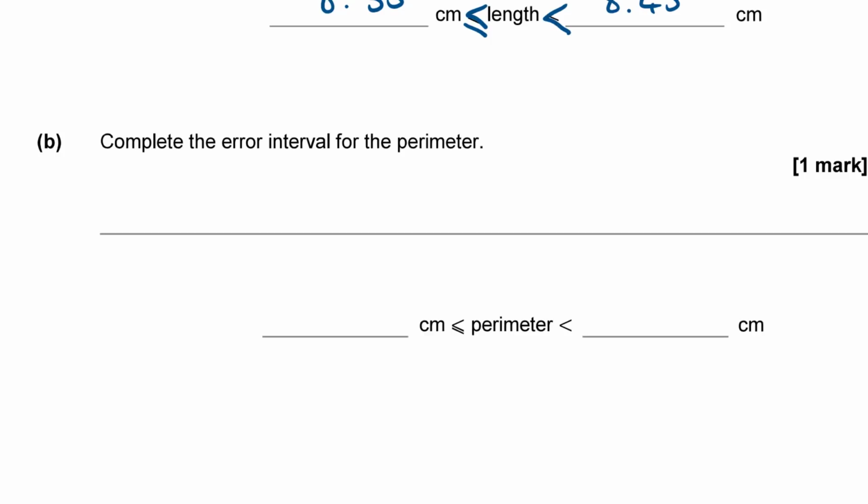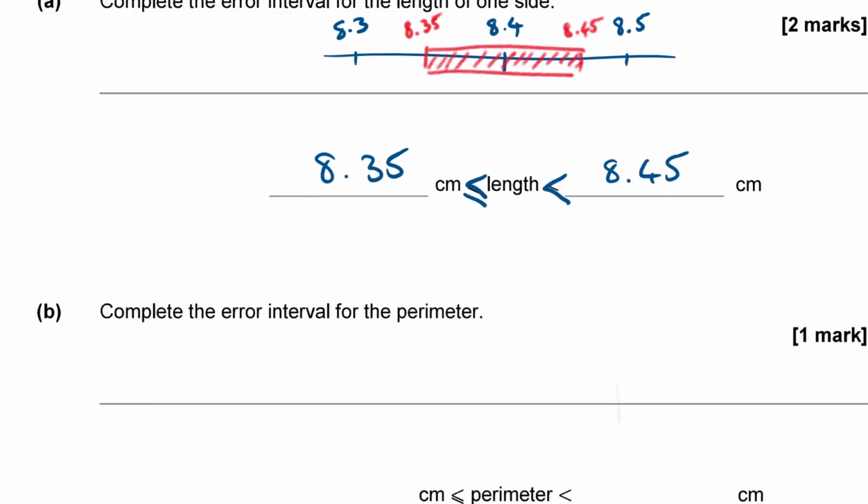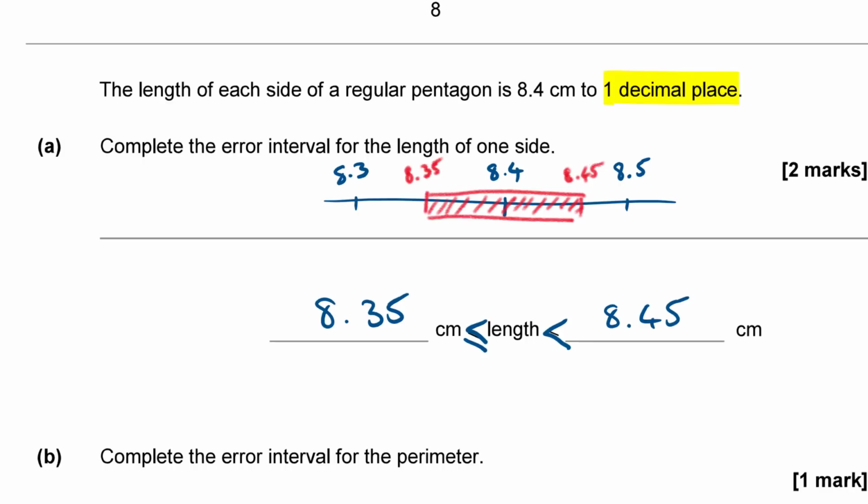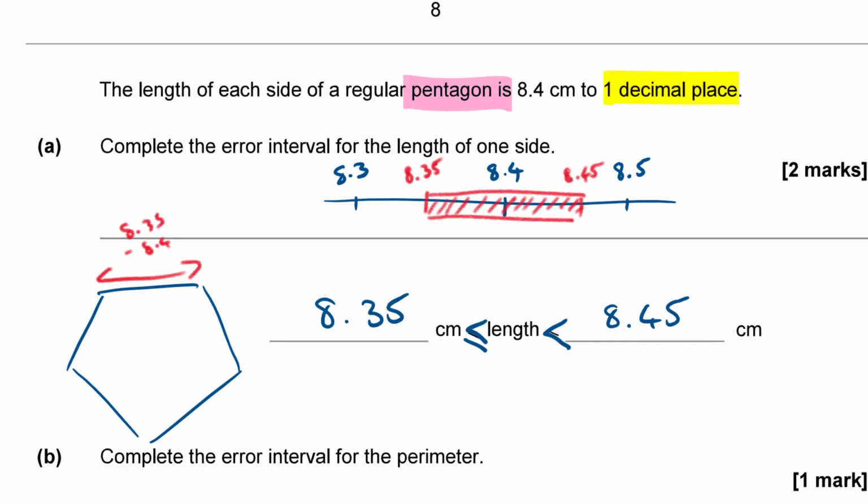Okay, 9B, complete the error interval for the perimeter. Okay, so this is a regular pentagon. What does a pentagon look like? It is a 5-sided polygon. 1, 2, 3, 4, 5. Okay, so any one of those sides is going to be between 8.35 and 8.45. Okay, and what we're going to do is multiply those by 5.